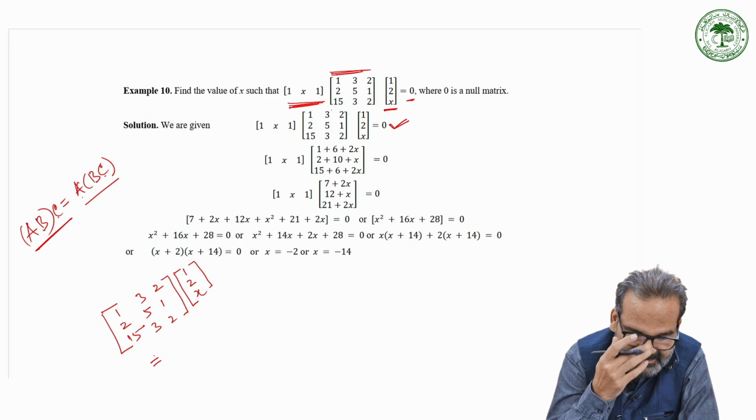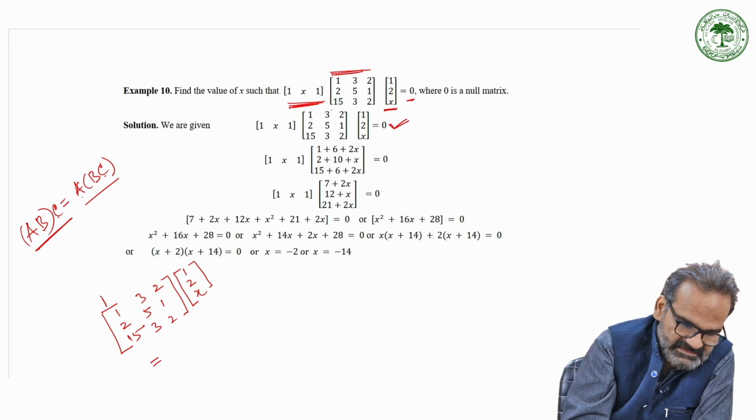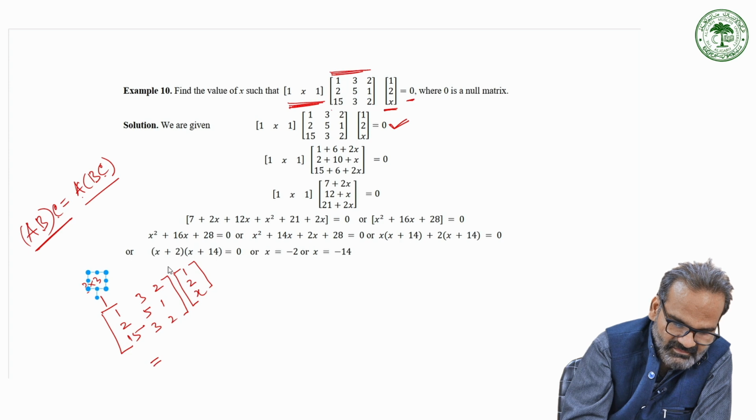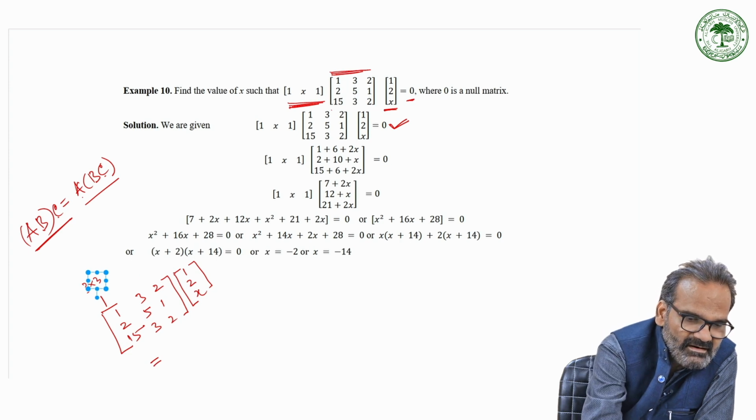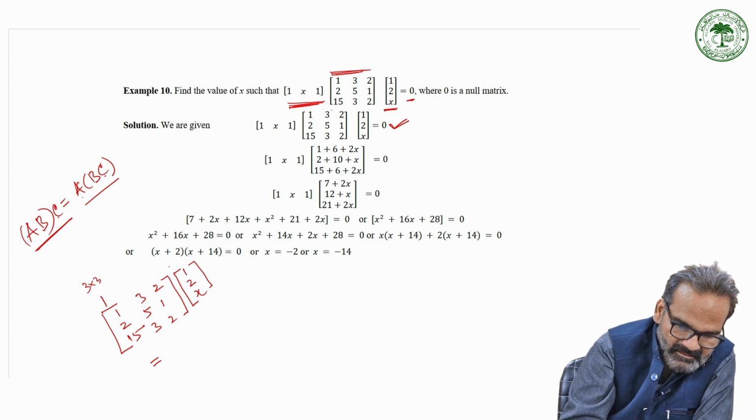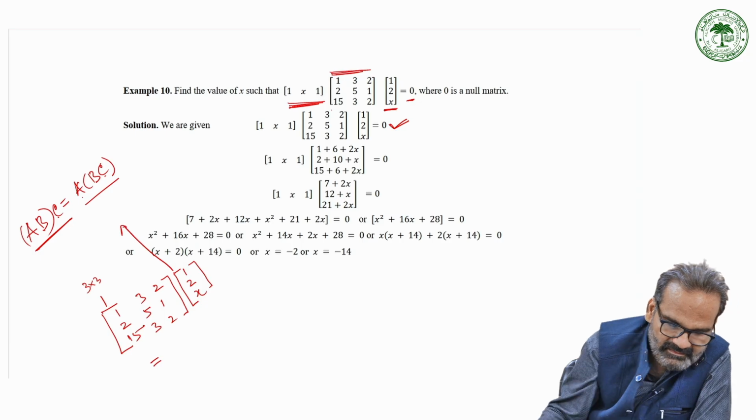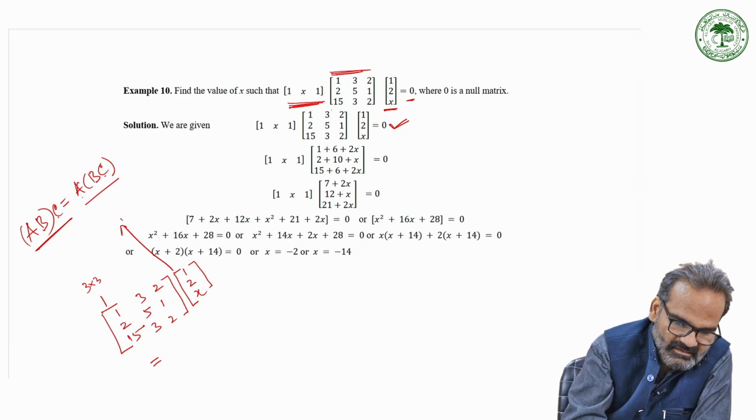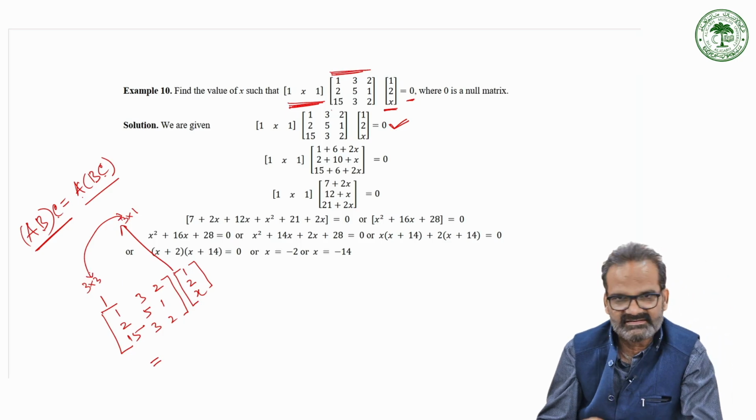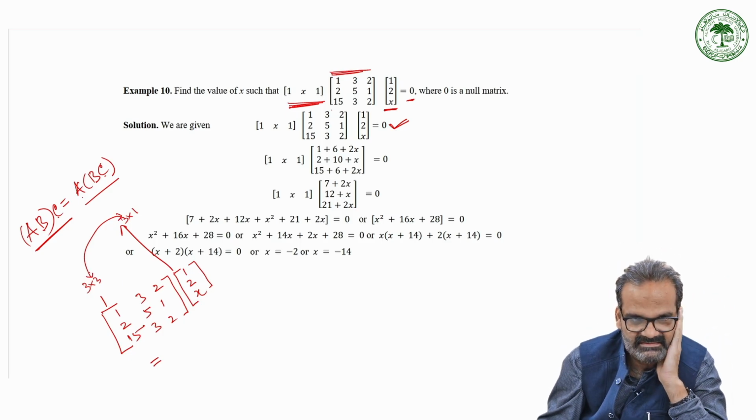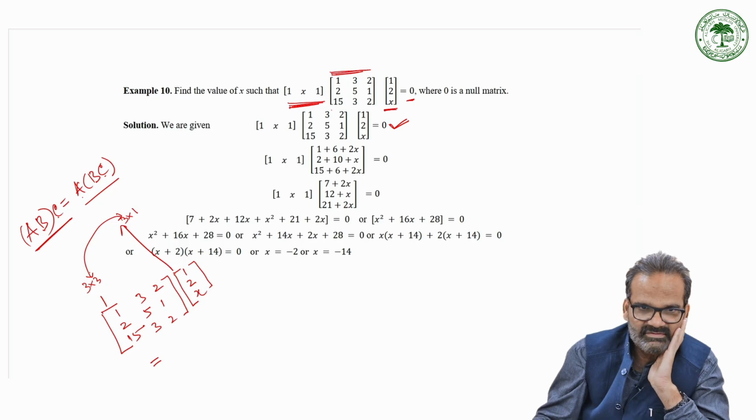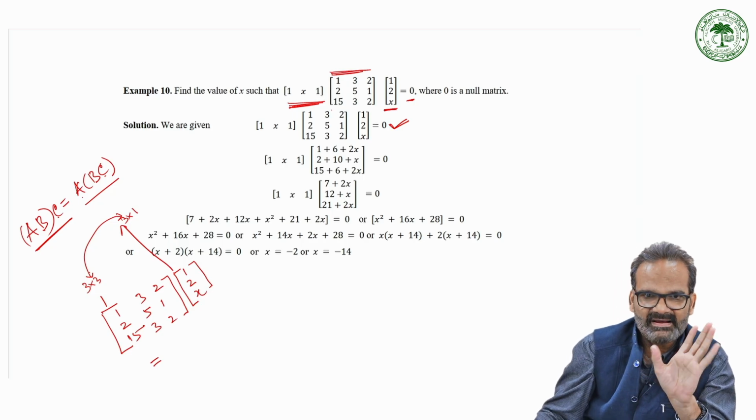What is the product of these two? So matrix A is of order 3 by 3, and what is the order of this? Its order is 3 rows and 1 column. So the condition for the product is already satisfied: columns of the first matrix are equal to the rows of the second matrix, so we can multiply them.